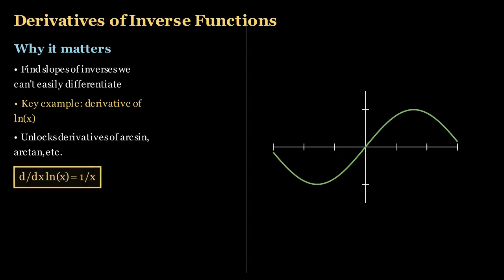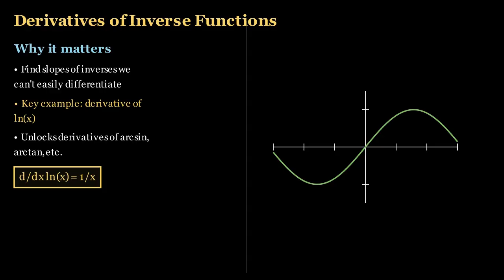The same trick works for inverse trig functions like arcsin and arctan. This rule is a master key that opens the door to differentiating a whole family of functions that would otherwise be locked away. Where does this reciprocal rule come from?